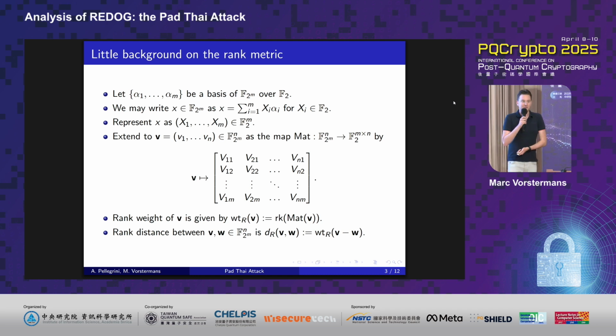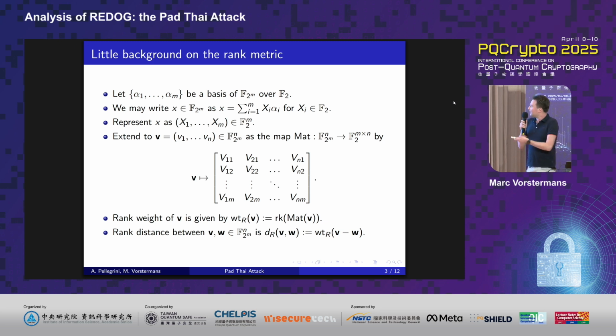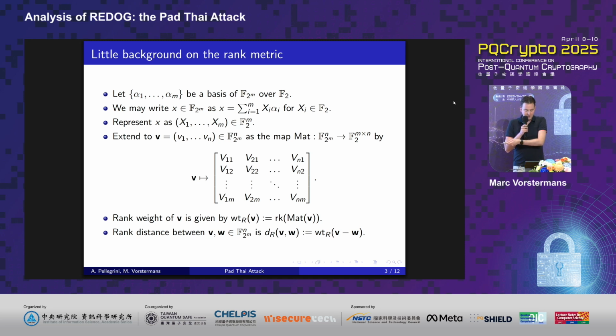Let's start off with a little bit of background information that we need on the rank metric. We start off with a basis, alpha 1 up to alpha m, of F2^m over F2. We can then express each element in F2^m as a linear combination of these basis elements, and we use these coefficients as a representation for the element x in F2^m. Now we define the map called Mat, which constructs a matrix from an input vector of elements in F2^m, by determining the representation of each element and putting those in as columns into that matrix.